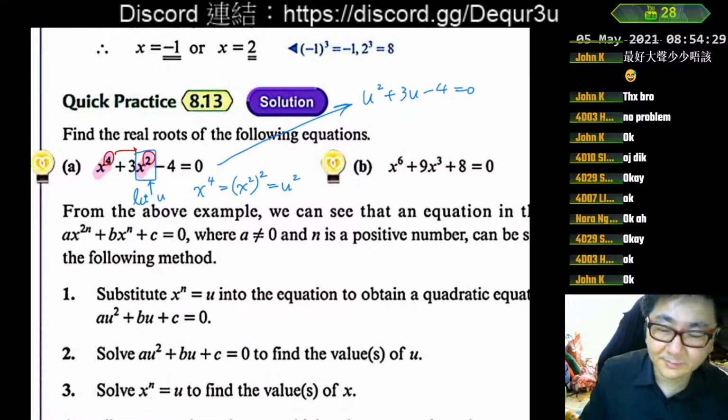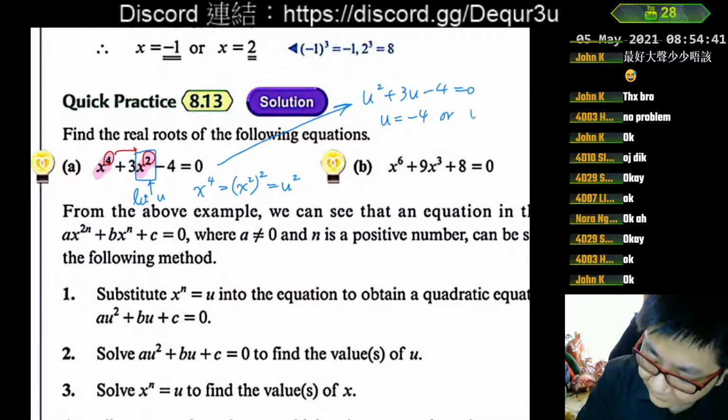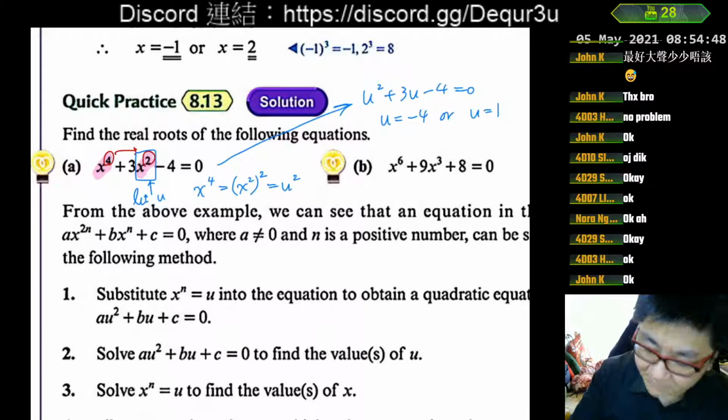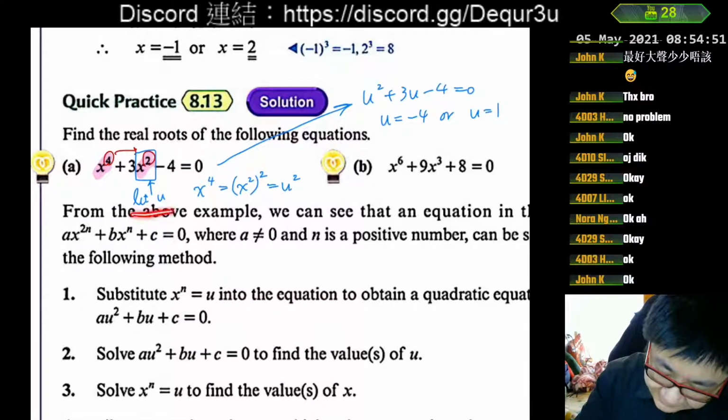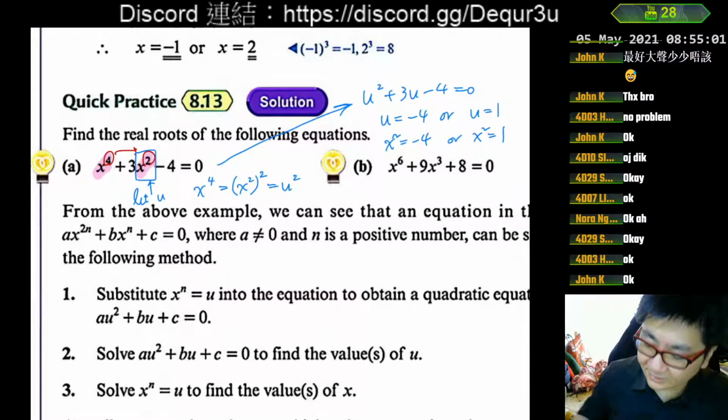to 0. It is already a quadratic and we can use the calculator to get the answer easily. Next, using the calculator, u equals -4 or u equals 1. Of course, u is the unknown we introduced. Therefore, we want to find x and change it back to x. But u is the x square when we let. Therefore, x square equals -4 or x square equals 1. And then finally, by taking the square root, we can get the answer.